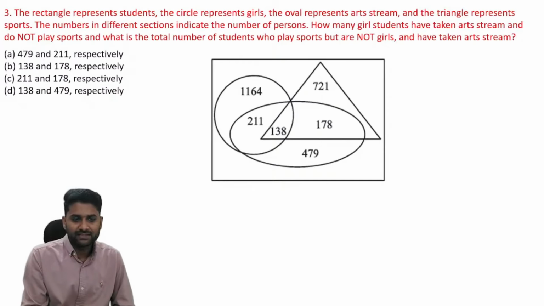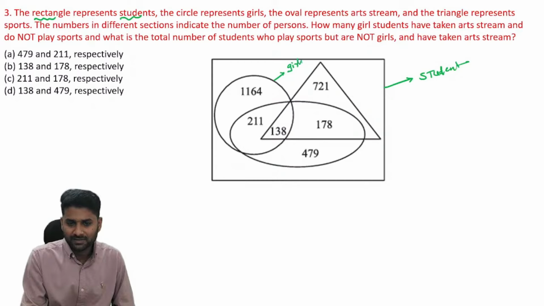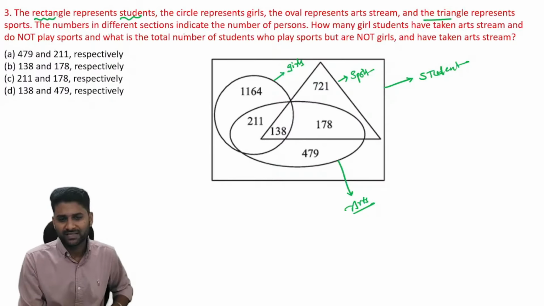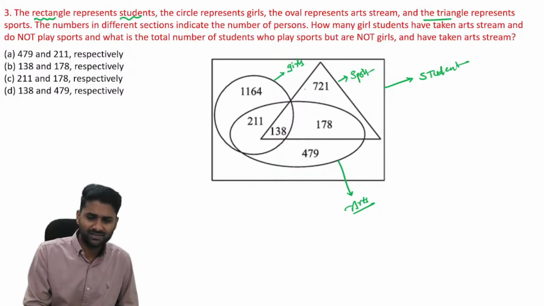Just understand this given data. In the given picture, the rectangle represents students. The circle represents girls. And the oval represents the art stream. So this is all about the art stream. And the triangle represents sports. Another point, the number in different sections indicates the number of persons. Number is all about the count.